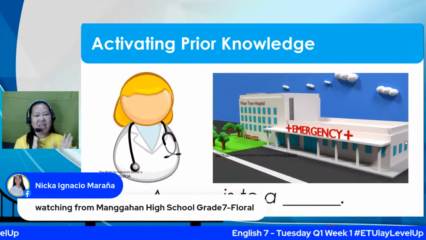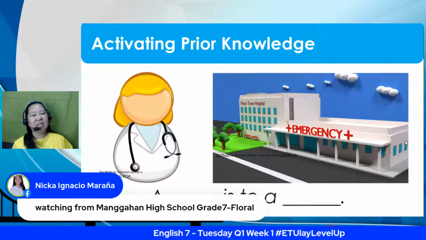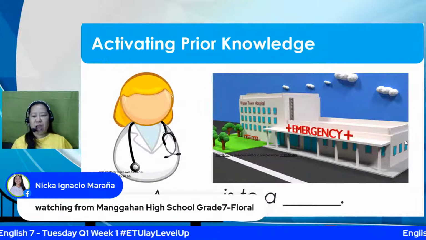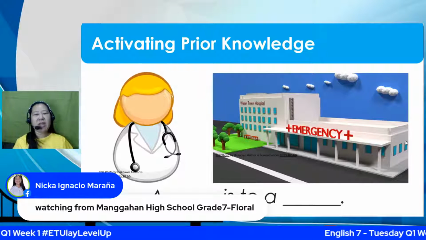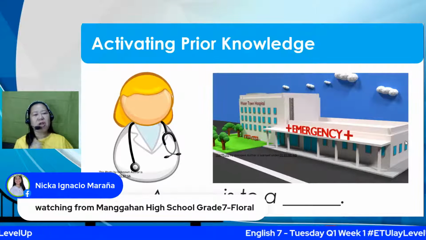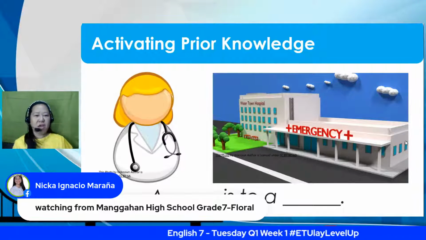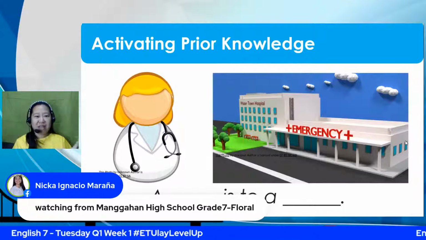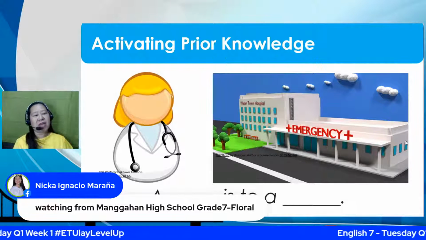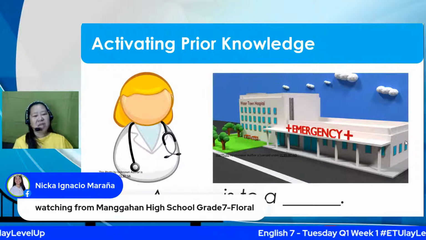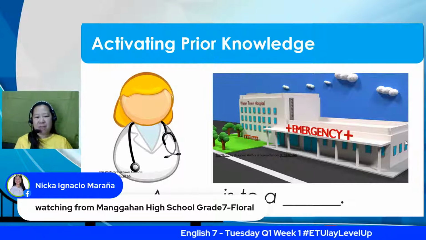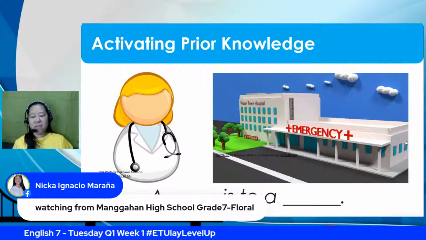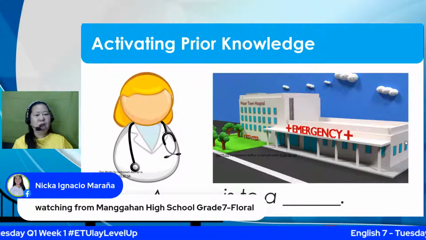So let us now proceed with our first slide. What do you think would be the answer for our item here? Again, let me just repeat that instruction. We have two images here, a person and a place. They might be of a different status, but they are related to one another. What do you think will be the answer for the first blank and the second blank? What will complete this statement? A blank is to a blank.